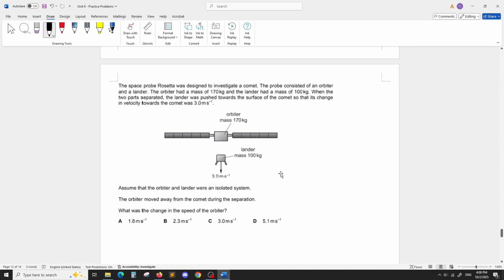The space probe Rosetta was designed to investigate a comet. The probe consisted of an orbiter and a lander. The orbiter had a mass of 170 kg and the lander had a mass of 100 kg. When the two parts separated, the lander was pushed towards the surface of the comet so that its change in velocity towards the comet was 3.0 meters per second. Assume that orbiter and lander were in an isolated system. The orbiter moved away from the comet during separation. What was the change in speed of the orbiter?